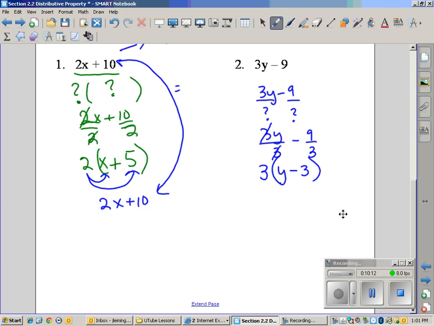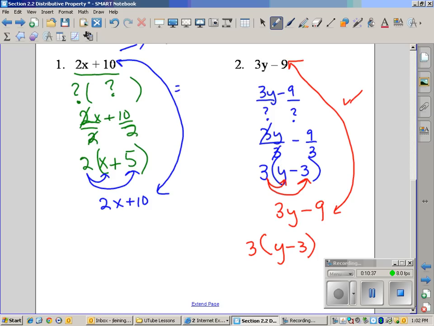Our check is easy on these because you can distribute back and see if you end up with what you started with. 3 times y is 3y, and 3 times negative 3 is negative 9. Yep, there we are, back where we started. So our reverse distribution is good, and our answer is 3y minus 3.